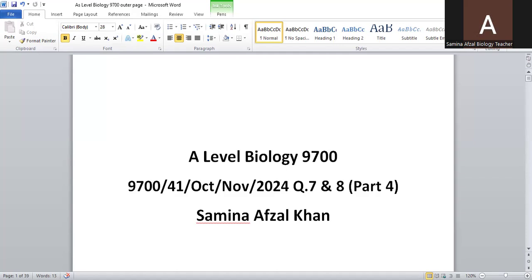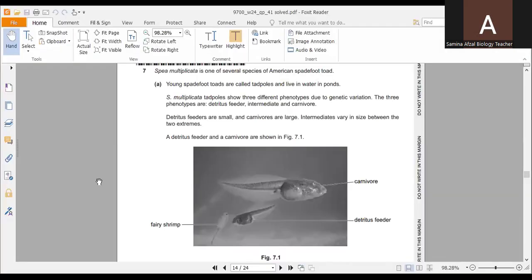Question number 7 is: Spea multiplicata is one of the several species of American spadefoot toad. Young spadefoot toads are called tadpoles and live in water in ponds. S. multiplicata tadpoles show three different phenotypes due to genetic variations. The three phenotypes are detritus feeder, intermediate, and carnivore. Detritus feeders are small and carnivores are large. Intermediates vary in size between the two extremes.